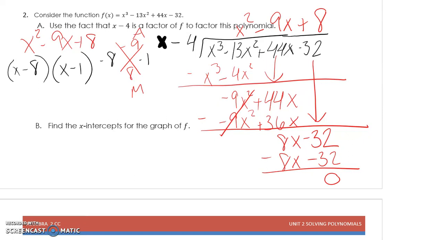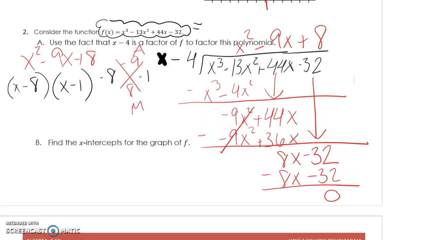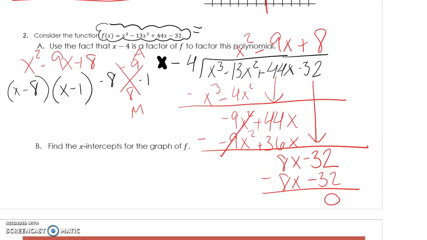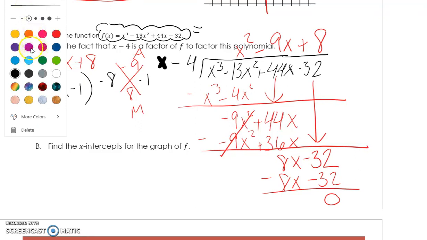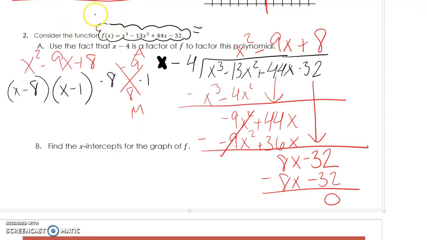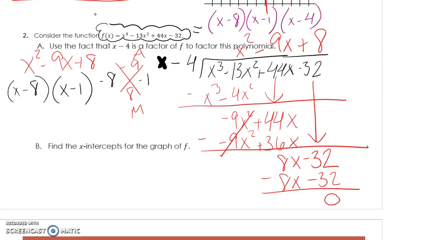So if we were to look back at the original and we wanted to write that in factored form, well, we have both of these factors that we just had, x minus 8 and x minus 1, but then we also have that x minus 4. So this right here is our factored form.